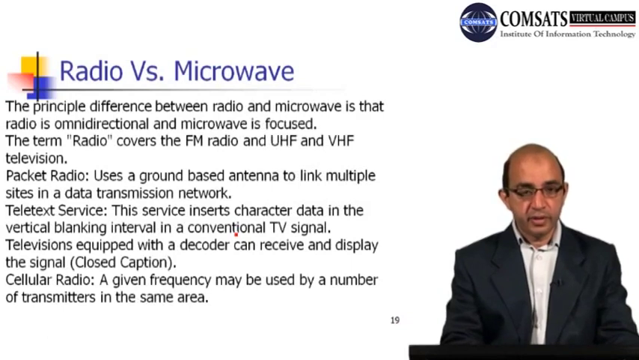So here we have the comparison between radio and microwave. The main difference between radio and microwave is that in radio we have omnidirectional communication, and for microwave we have focused communication. So we need antennas to be aligned, but for radio communication we don't need any alignment, right? If you are within reach, you can receive the signal if your device has the capability. And one example is our cellular phone.